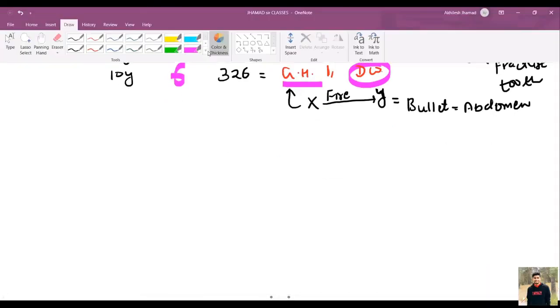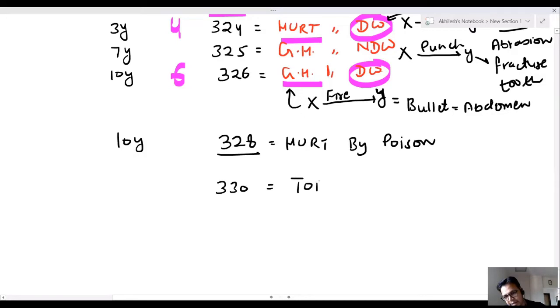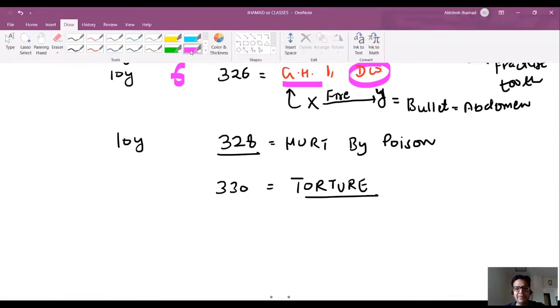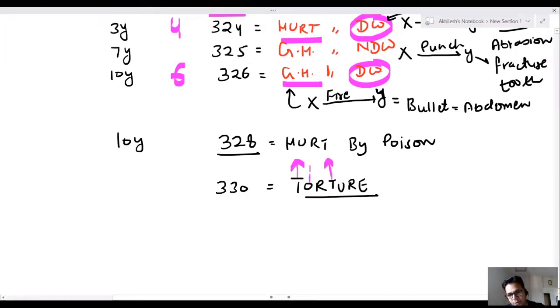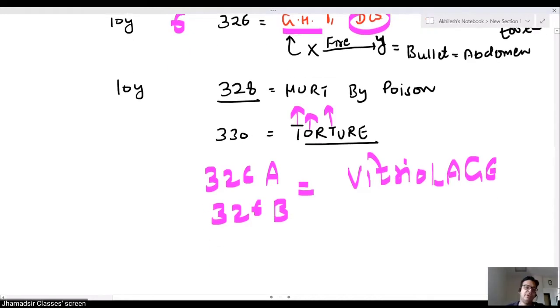Now, sir, I have already told you, 328 IPC: any hurt by poison. Punishment is up to 10 years. This is 328. 330 IPC is for torture. You can remember it by a trick: T for 3, T for 3, O for 0. So everything is inside it. 330, torture. I have already told you 326A and 326B, both are IPC of vitriol, acid attack.